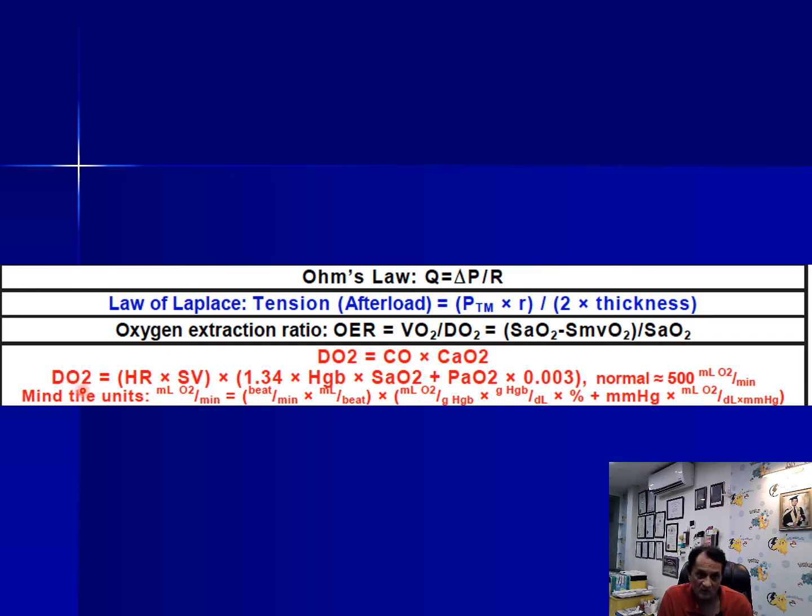So oxygen delivery is basically heart rate times stroke volume, which is your cardiac output, times 1.34 times hemoglobin times saturation, plus PO2 times 0.003. So that's normal, around 500 ml per minute is delivery of oxygen in any patient.